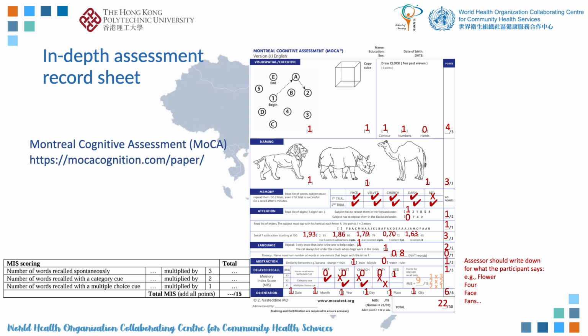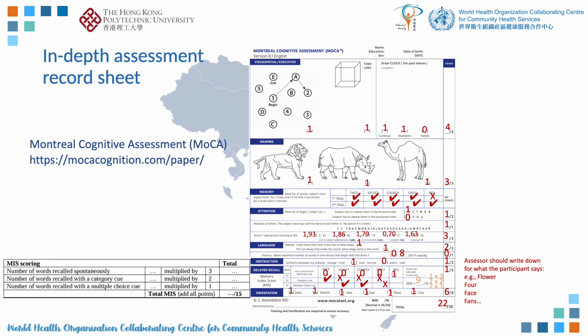The second one is the naming. For this task, record the response and assign the score correspondingly, and then calculate the subtotal for this part. The third one is memory. In this section, there is no scoring at this stage, so please simply ask the participant to repeat 2 trials of the 5-word list. Tick or cross the boxes to indicate which words the participant could or could not recall.